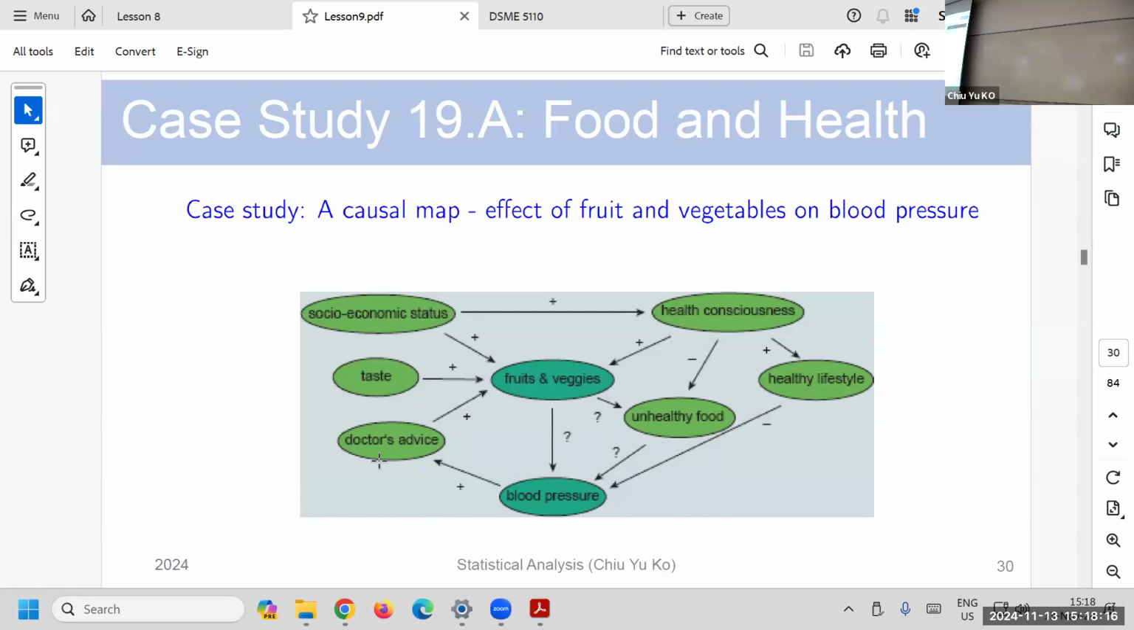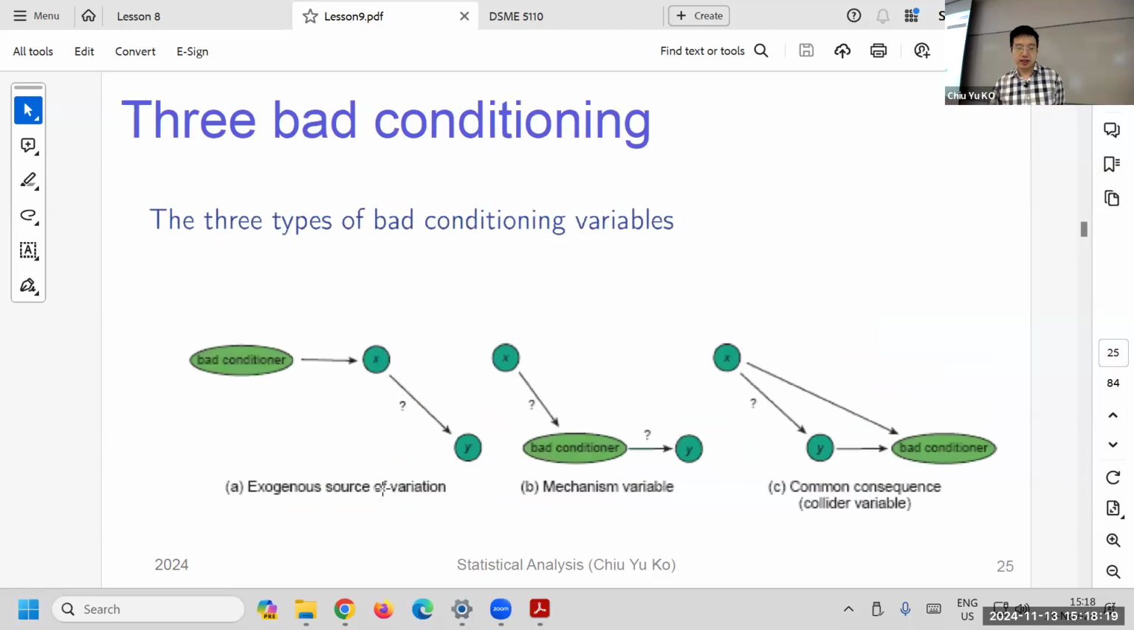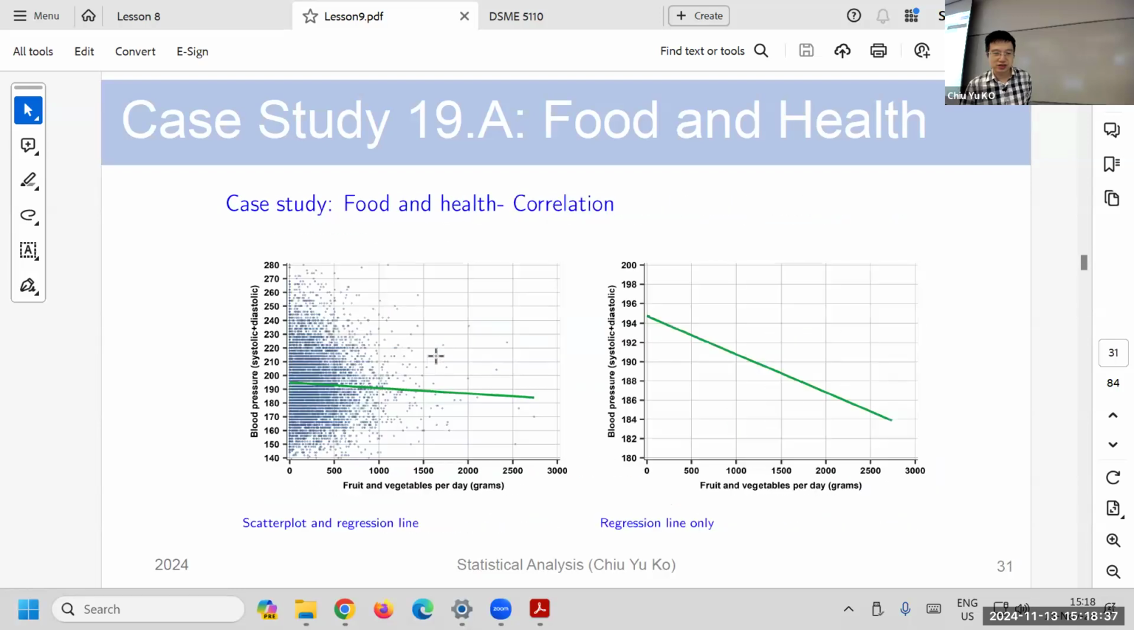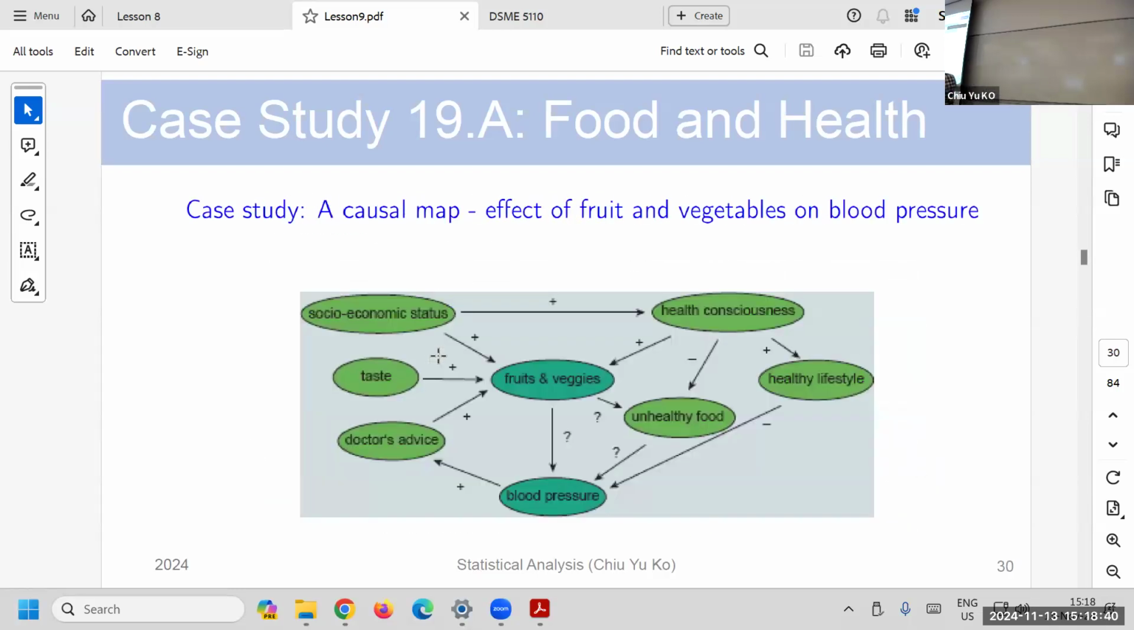Good. Taste is only affecting this one, right? So taste is actually the exogenous variation, so you shouldn't include it. And doctor advice is what? Do I have the answer? If I answer, then what I'm asking will be nonsense. So the doctor advice, you can include them. How do you control? So you control this one. You look at the data of the blood pressure, the data of how much food they eat. So you control how much unhealthy food they eat.